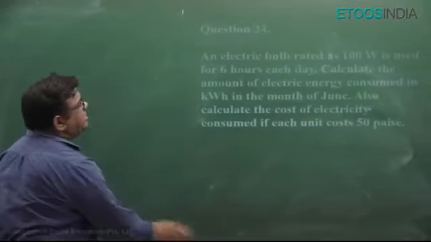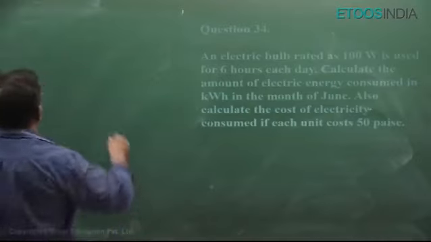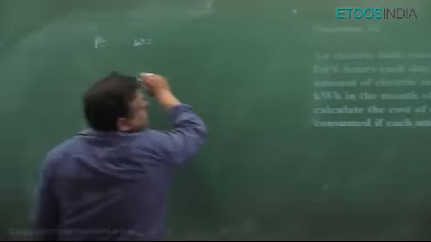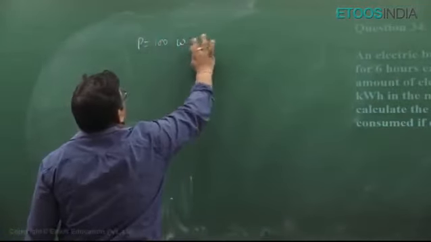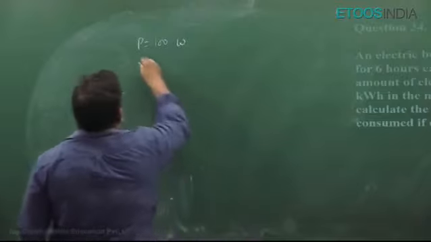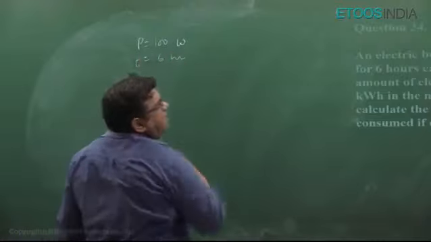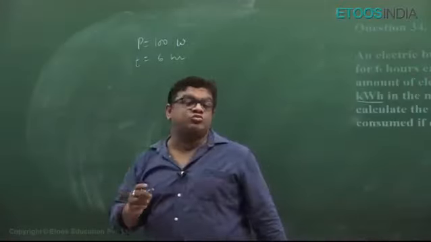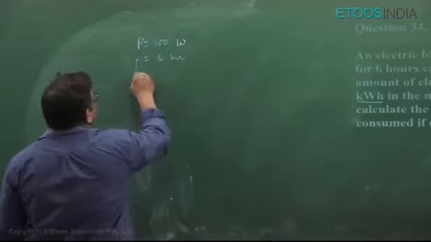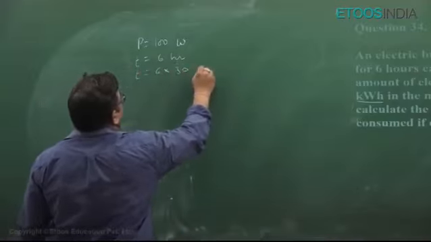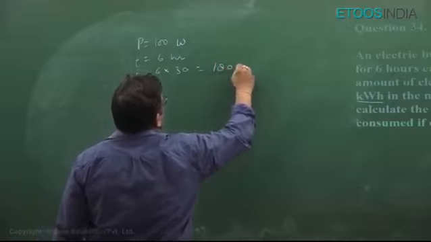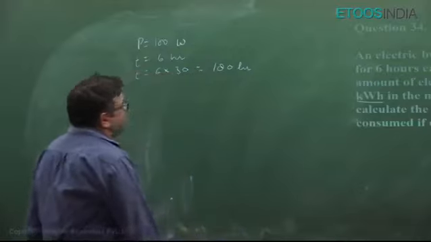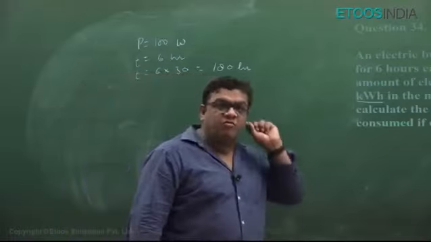An electric bulb rated 100 watt is used for 6 hours a day. So we know that power is given, 100 watts, and it is used for 6 hours a day. Calculate the amount of energy consumed in kilowatt hour in the month of June. We know that in the month of June the days are 30. So the total time will be 6 into 30, that is 180 hours in the month of June. Also calculate the cost.